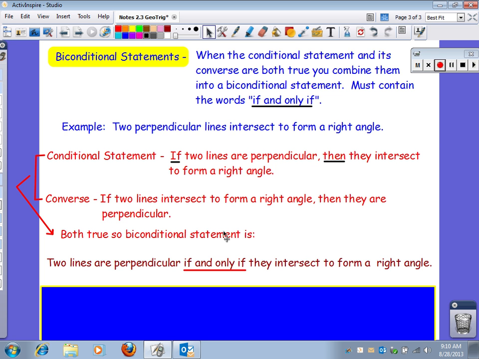So you've got a biconditional statement. That means the converse and the conditional are both true. That's where the bi comes from. Two statements, the converse and the conditional, are both in there. No, you don't have triconditionals. Just biconditional statements. You can only have one phrase, if and only if, in there. So if they're both true, you can combine them into: two lines are perpendicular if and only if they intersect to form a right angle.